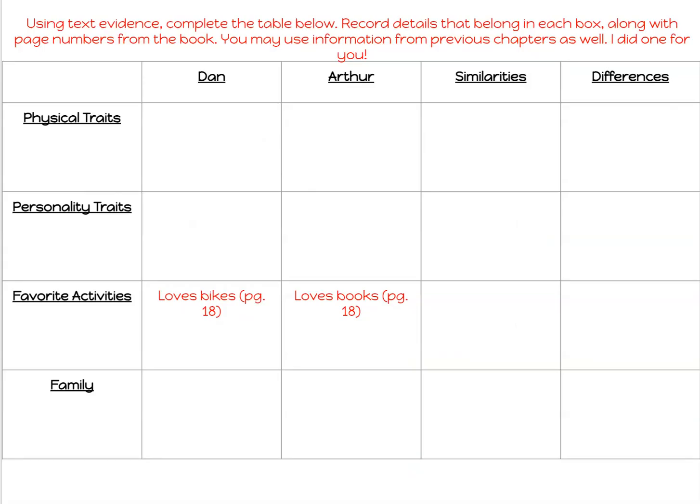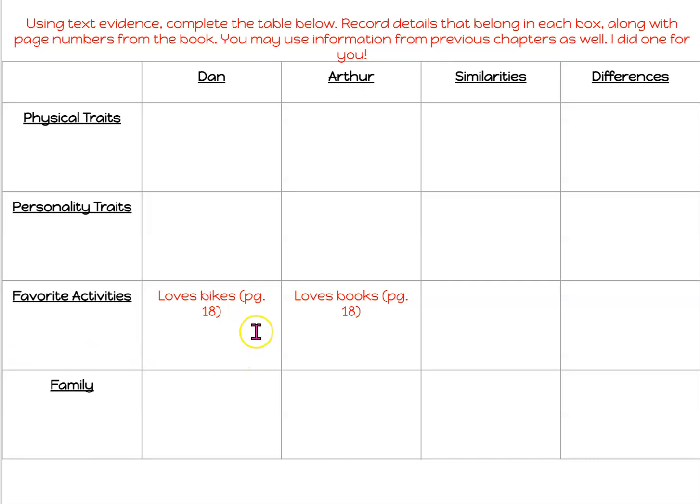And so after reading today and all the way up to today's point, so we've read 3 chapters, we've learned a lot about Dan and Arthur. And so we're going to use text evidence today to complete this table that talks about physical traits, personality traits, favorite activities, and their family, thinking about those two characters, Dan and Arthur. You can use information from the previous chapters all the way through today in order to fill out this table.